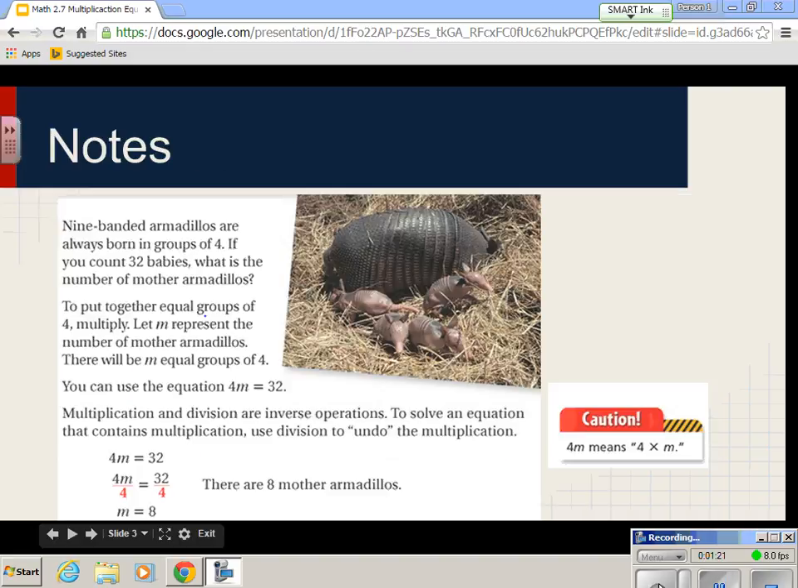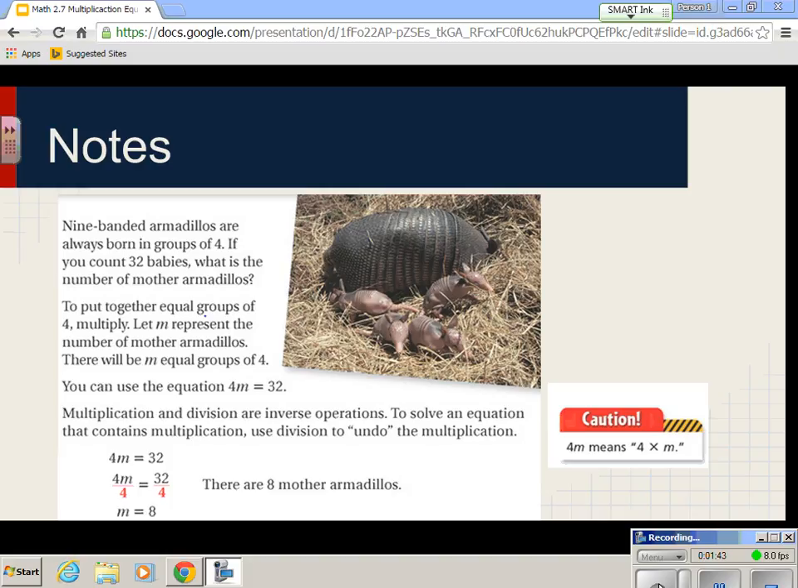So let's continue looking at how we can do multiplication equations today. So let's look at this little problem we have here. 9 banded armadillos are always born in groups of 4. So if you count 32 babies, what is the number of mother armadillos if they each come in groups of 4? Well, here's how you could solve it.